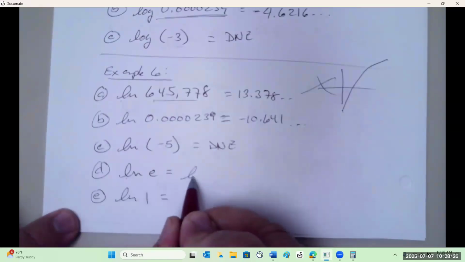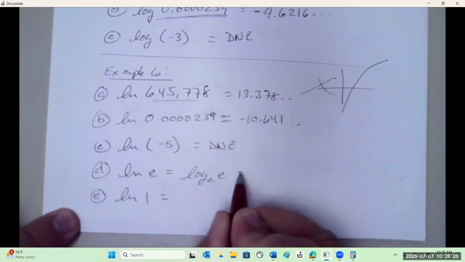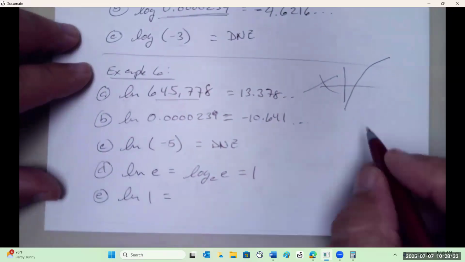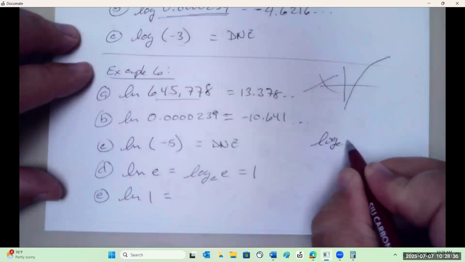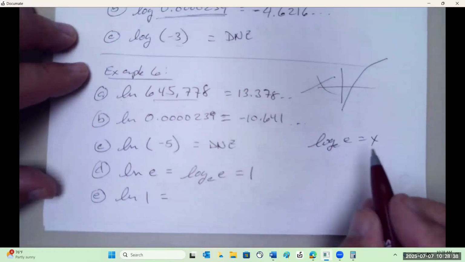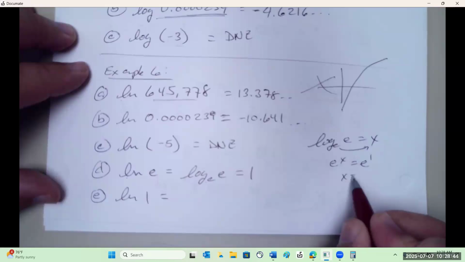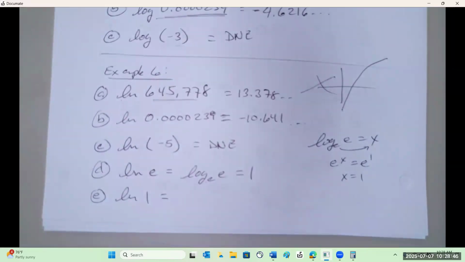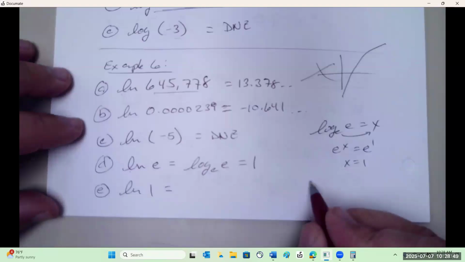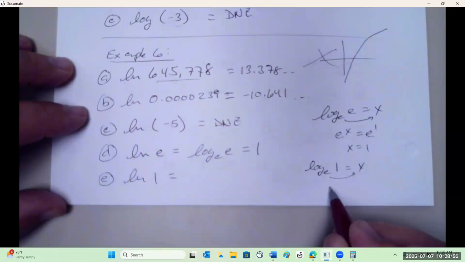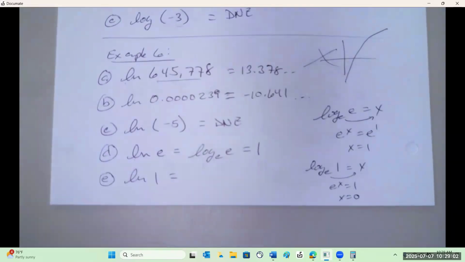Because this one is log base e of e. Since they're the same bases, well, let's look at how we did it earlier. Log base e of e equals x. Convert it to exponentials. It has to equal 1, so that's what it equals. And likewise, log base e of 1 is equal to x. e to the power x is equal to 1. The only way that's possible is if x is 0. Like we just did those.